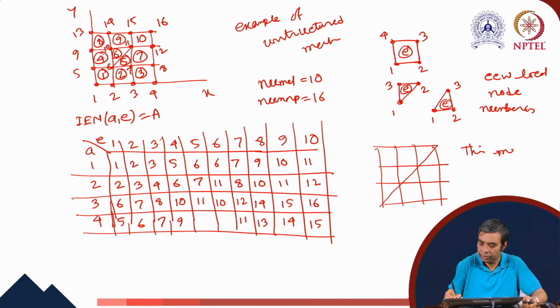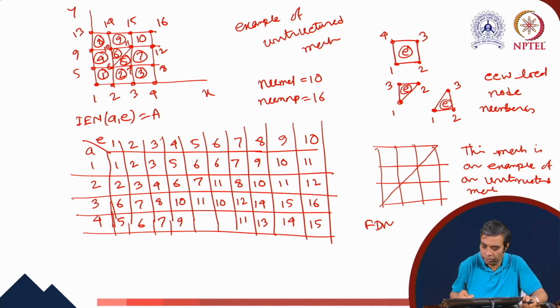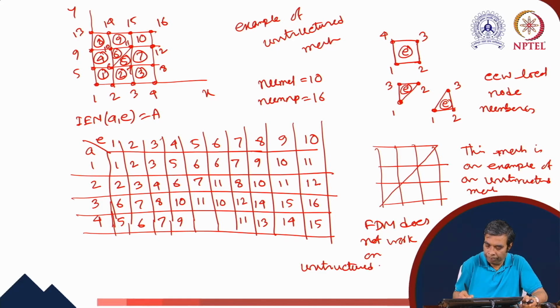This mesh is an example of an unstructured mesh. Finite difference method does not work on unstructured mesh, while finite element and finite volume methods do.